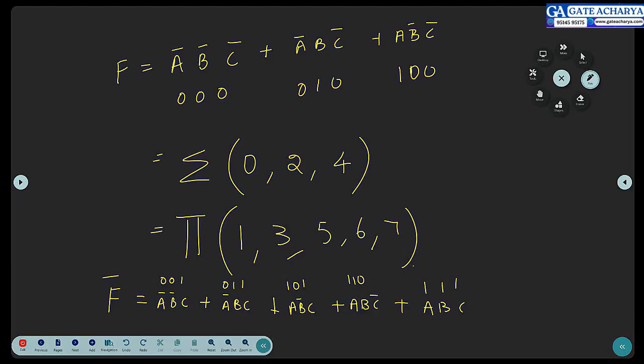So when you take the bar on the other side, what are the terms you will have? A plus B plus C bar. Then A plus B bar C bar. A plus B bar plus C bar. So if you have not got this option, kindly check with the neighbors, discuss, make sure you understand it.